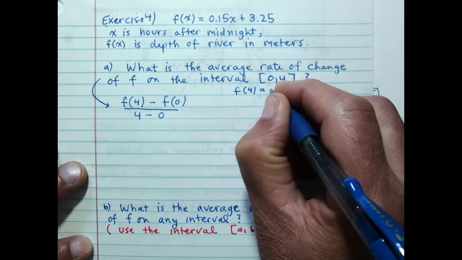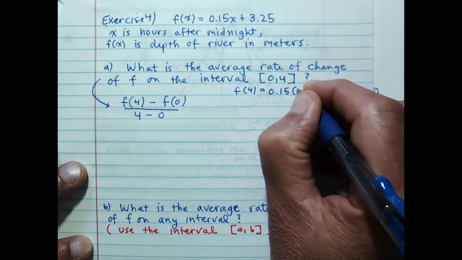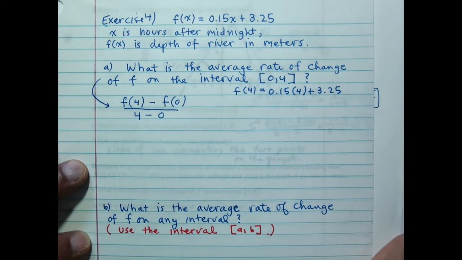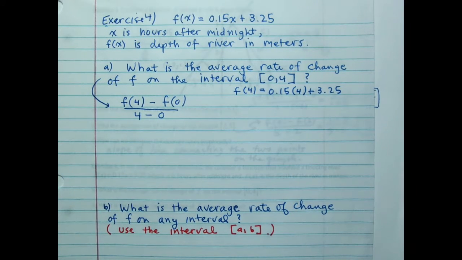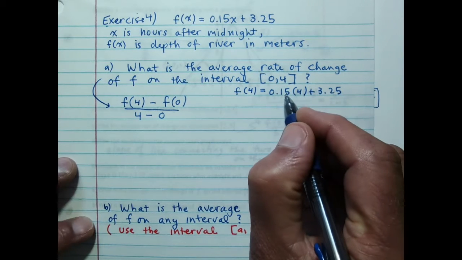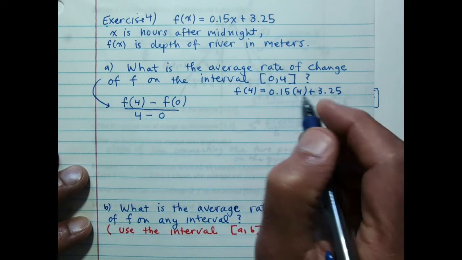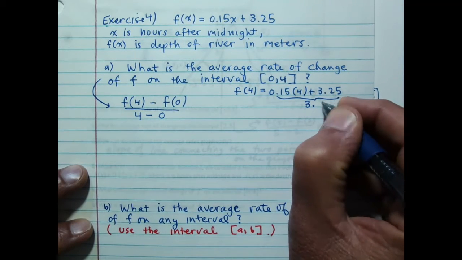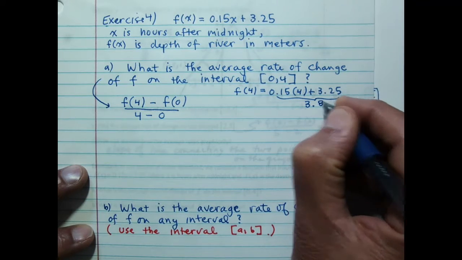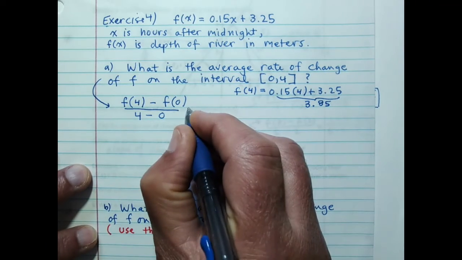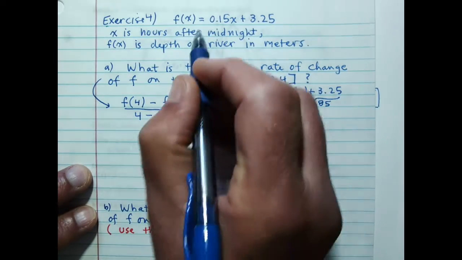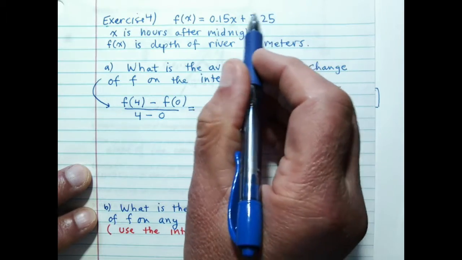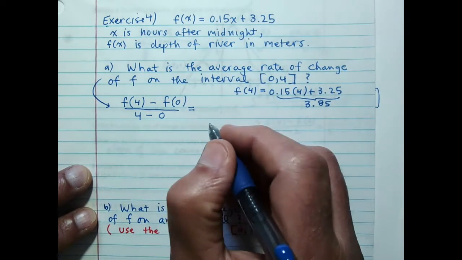When I plug in, I get 0.15 times 4 plus 3.25. And so 4 times 0.15. Okay, it's okay to use a calculator to help you too. This turns out to be 3.85. And f of 0, I don't even have to write out because I can just see f of 0 is going to be that 3.25 value, the y-intercept of the line.